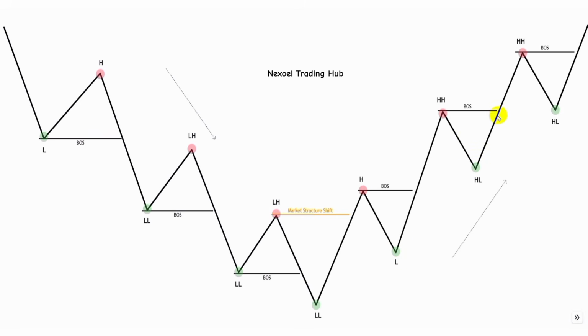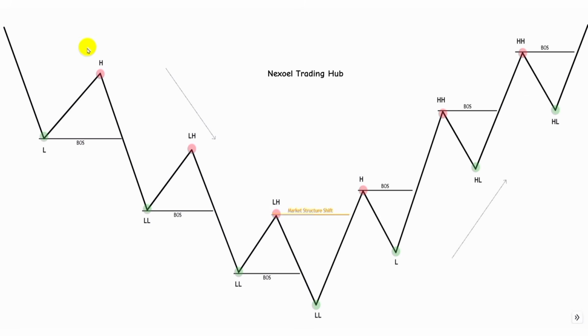And then we have the impulsive move again to the upside. Price created a new high, which is a higher high because it is higher than the previous high. And then we have the pullback to the downside. Price created this swing low and then the impulsive move. So we have a higher low because it is higher than the previous low.